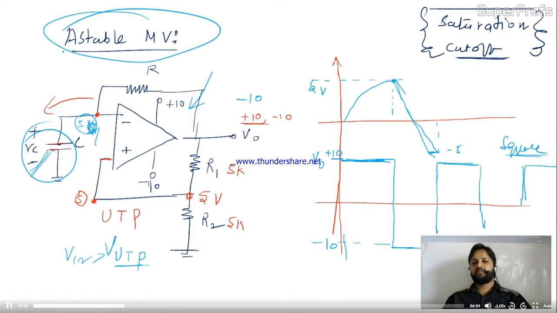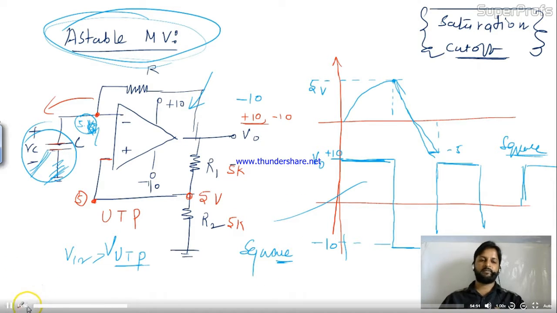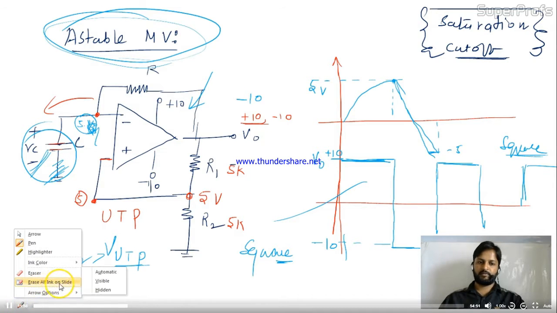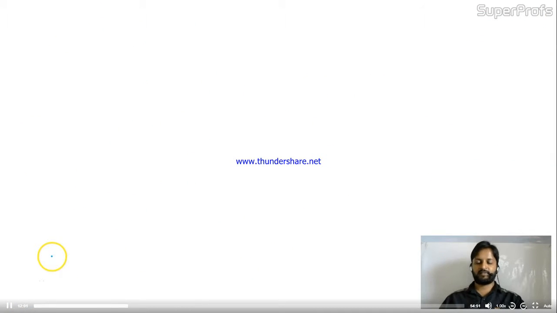Is it okay, friends? This is a simple Schmitt trigger circuit. But in the Schmitt trigger circuit here, we are using a capacitor instead of V in. By introducing this capacitance, we are getting an astable multivibrator. The astable multivibrator is nothing but a free-running square wave. Is it clear? Now similarly we'll see the monostable also. We have seen bistable earlier, that is the Schmitt trigger. Now let's come to the monostable.